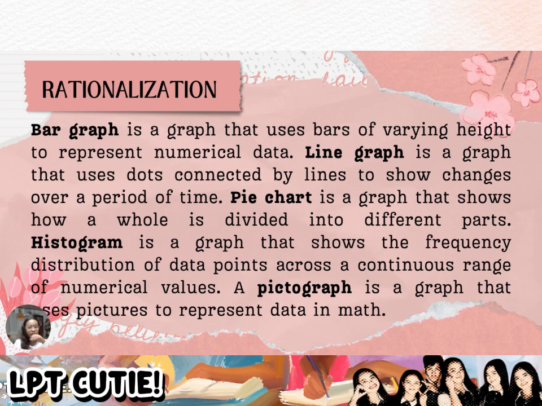So the bar graph here uses bars of varying height to represent numerical data. How about the line graph? It uses dots connected by lines to show changes over a period of time. Meanwhile, the pie chart is a whole divided into different parts. The histogram is the frequency distribution of data points across a continuous range of numerical values, and a pictograph is a graph that uses pictures. So since we are looking for the time, and since a line graph is a graph that uses dots, line graph will be our answer.